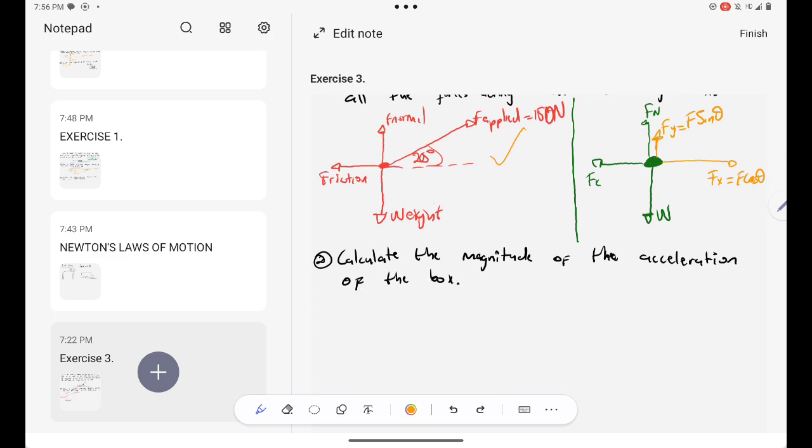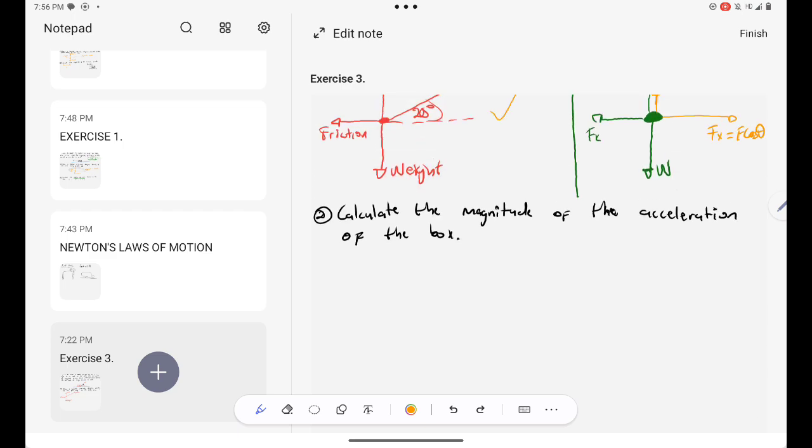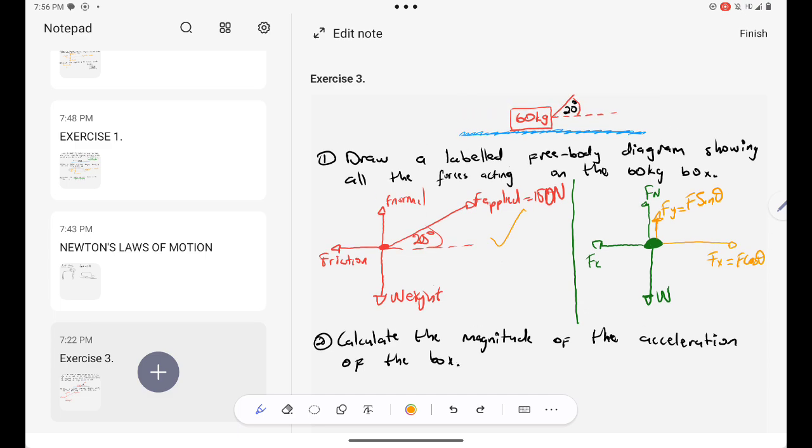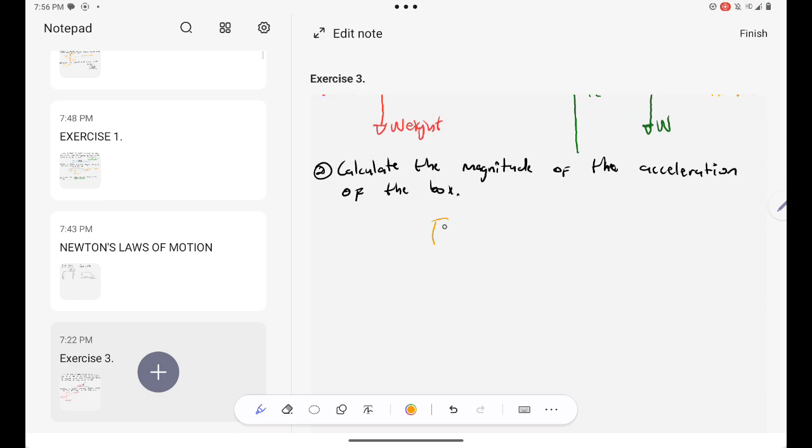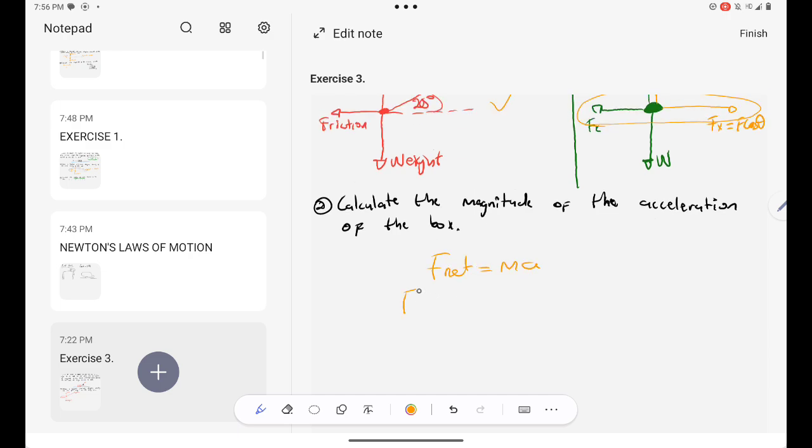Okay, and then now they want us to calculate the magnitude of the acceleration of the box. Remember that, guys, our box is not accelerating vertically. So we must only focus on the horizontal forces that we have to calculate acceleration. These are the only horizontal forces we have. So we can simply say F net is equal to MA. We have our horizontal component plus negative kinetic friction. Why is it negative? It is opposing the motion. This has to be equal to MA.